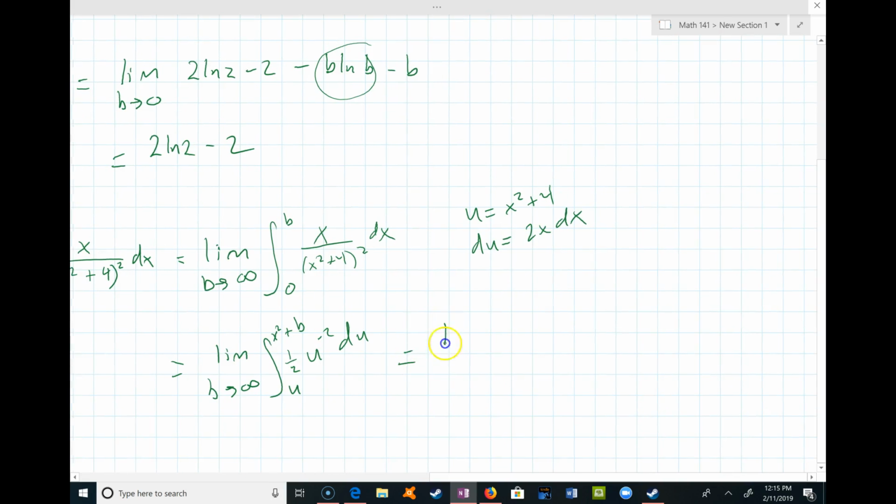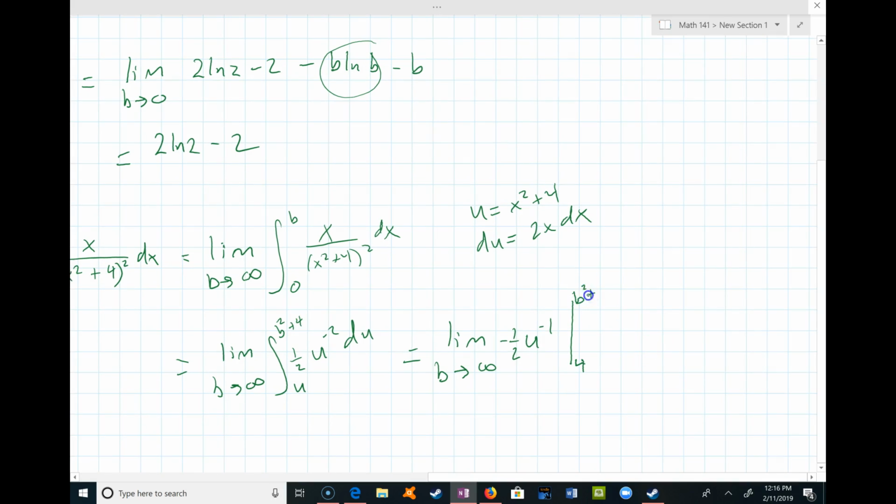Now we're going to integrate this thing, so that would be the limit as b approaches infinity of, let's see, that'd be u to the negative 1, and we'd need a negative 1/2 out front. And we're integrating from 4 to, what am I doing there? I just totally messed that up. So that should have been b squared plus 4. There we go. So this is b squared plus 4.